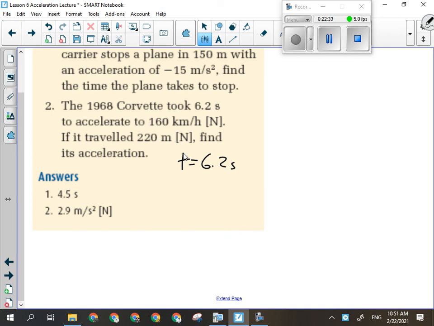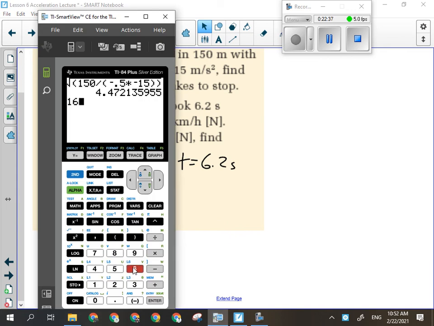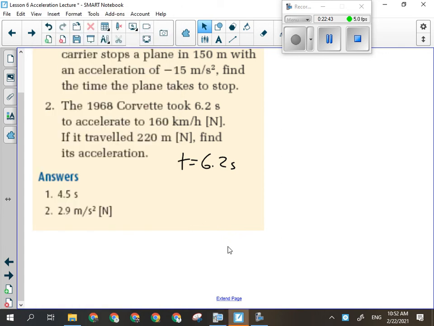So 160 kilometers per hour, we've got to convert that to meters per second. Okay, divided by 3.6. So we're looking at 44.4 repeating. So VF is 44.4 meters per second, okay? And it travels 220 meters in that time. Okay, we're looking for the acceleration.